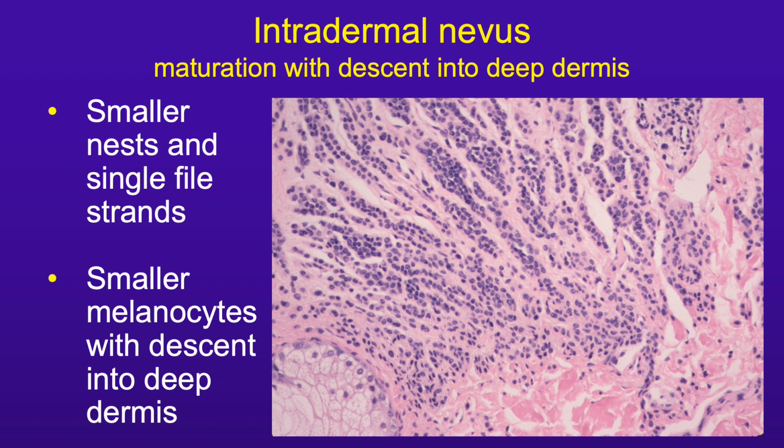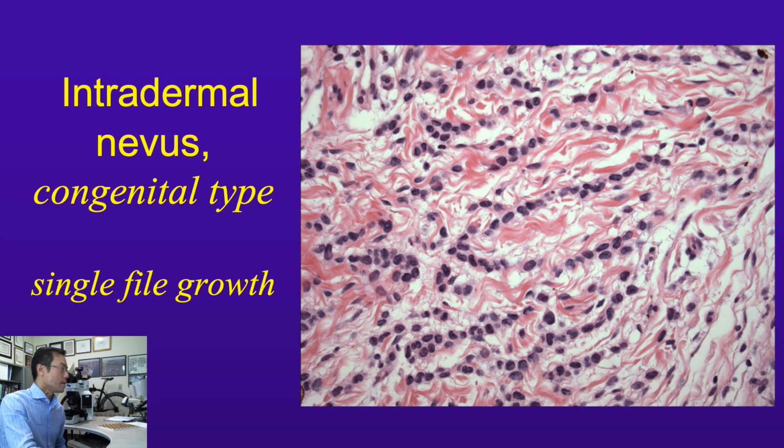And in the deep portion of this intradermal nevus, we see the growth pattern as single file strands. The melanocytes themselves are also getting smaller. Sometimes it can be difficult to distinguish them from small lymphocytes. The single file growth is associated with congenital melanocytic nevi.